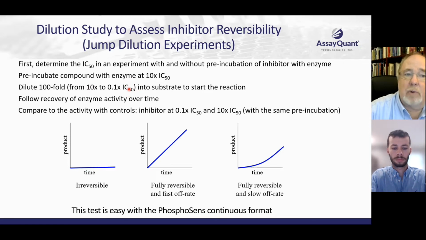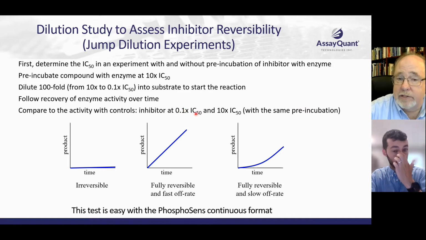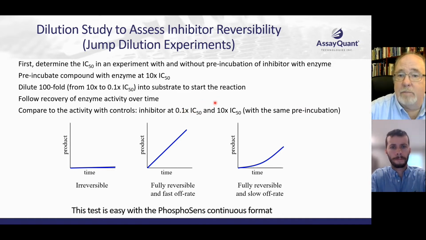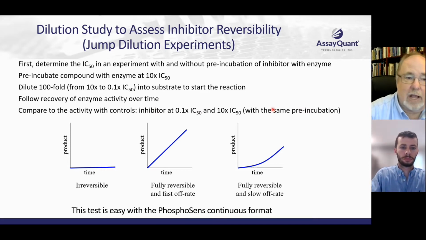And you want to follow the recovery of the enzyme activity over time. You're going to compare this activity with controls. You'll have a control where you pre-incubated at 10-fold under the IC50 and then started the reaction, and another where you pre-incubated at a concentration 10-fold over the IC50 and then started the reaction. Neither of these are jump dilutions, so these are just the controls. I'll reiterate this in the next couple slides.